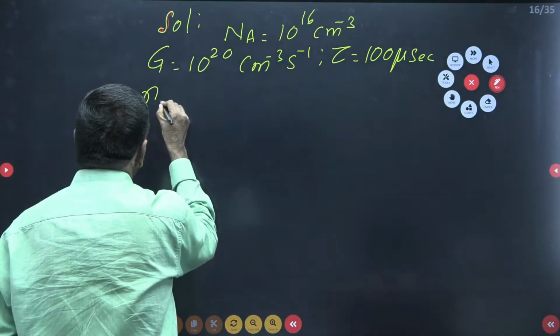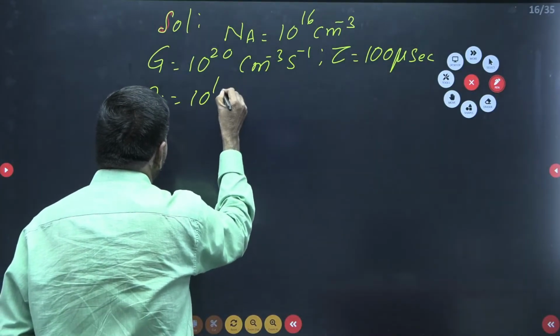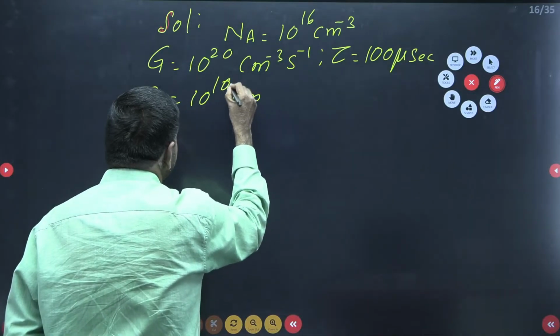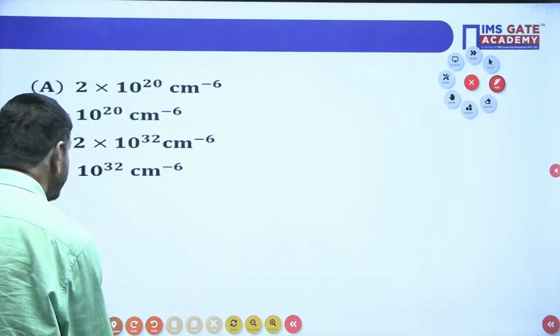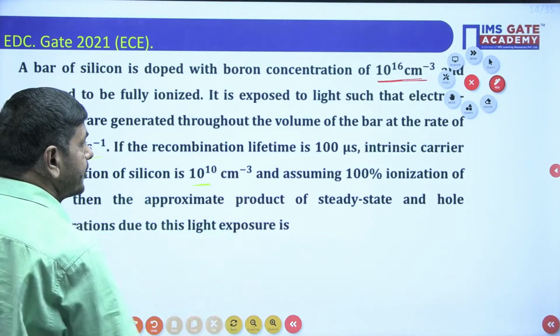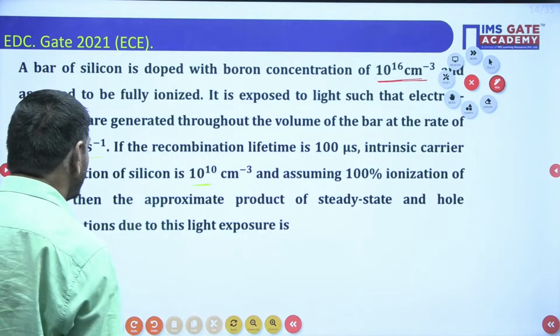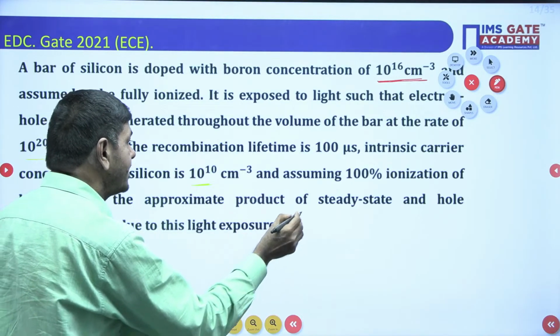The intrinsic concentration ni, 10 power 10 per cm cube, is given. Is anything else given here? 100% ionization is done. Then what is required is the approximate product.